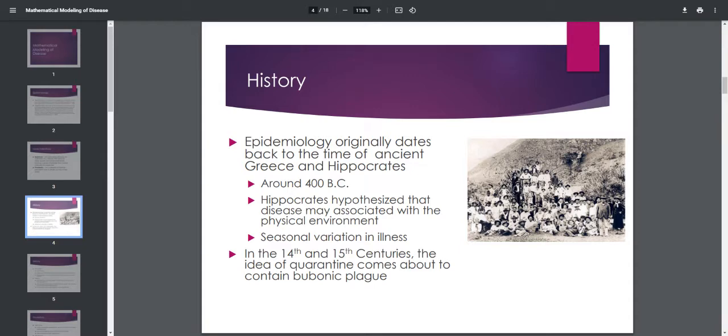The next thing that came about was in the 14th and 15th century, the idea of quarantine came about as a way to combat the bubonic plague. And the word quarantine originates from quarantina, the Venetian language form meaning 40 days. And since bubonic plague had an incubation period of 37 days, this actually worked quite well. Keeping the ships from landing for 40 days worked quite well in keeping Venice relatively free from the plague.